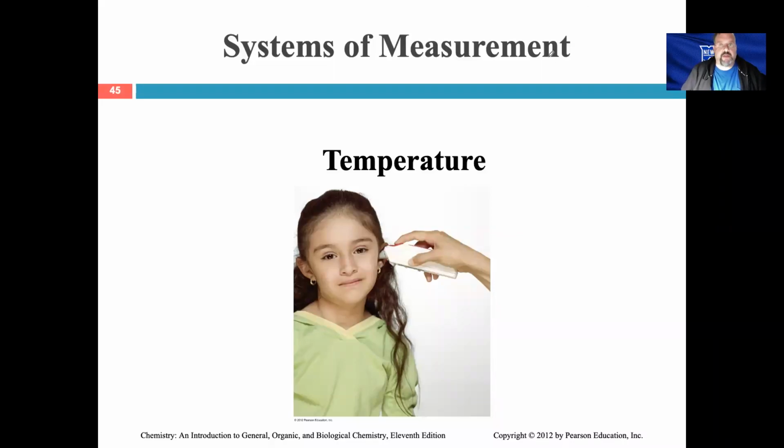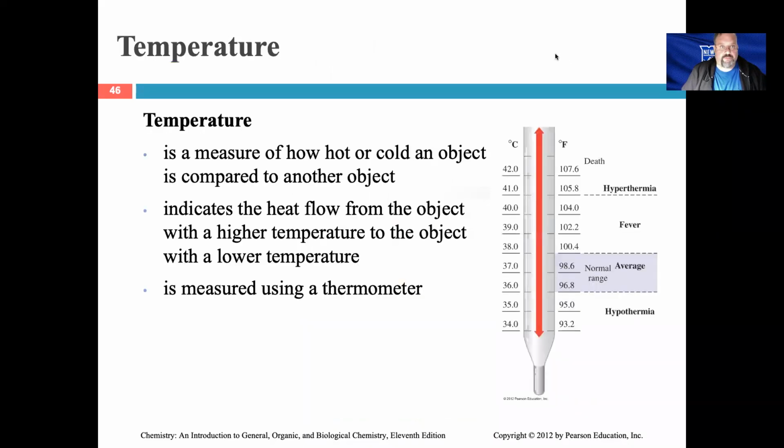Okay, so our final topic in systems of measurement deals with one final measurement, and that is a measurement of temperature. In terms of a definition, temperature is a measure of how hot or cold an object is compared to another object. It indicates the heat flow from the object with a higher temperature to the object with a lower temperature. And as you are probably familiar with, what apparatus do we commonly use to measure temperature? The apparatus that we commonly use to measure temperature, of course, is the thermometer.